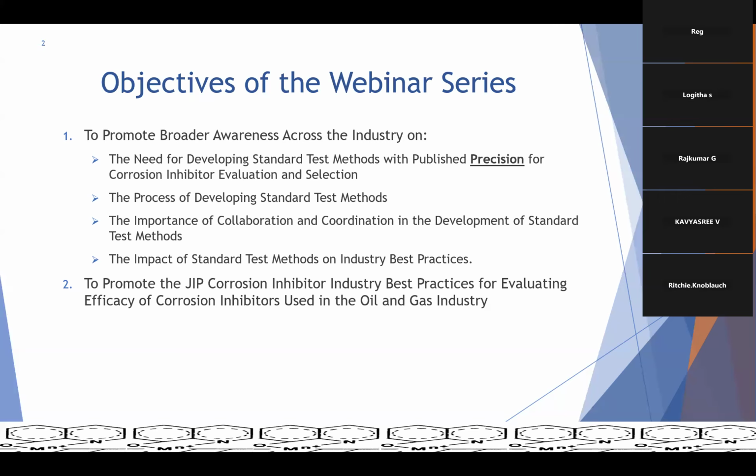And once we have developed it, once associations have published it, what are the major impacts of the standard test methods on our industry practices, specifically on corrosion inhibitor evaluation. This is the broader scope of this webinar series. And we will also, in the webinar series, promote what we are doing in the joint industry project towards establishing standard test methods with known precision.